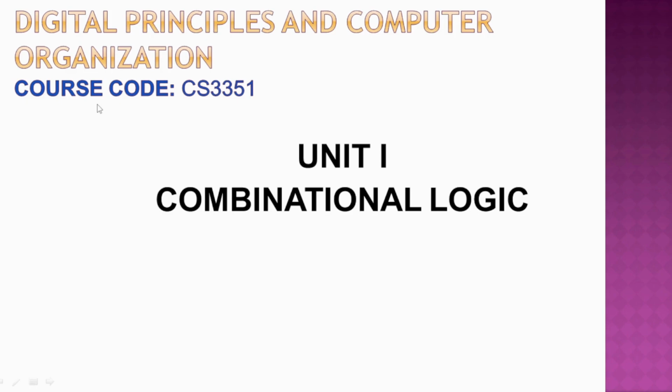This is the third semester paper in CSE, IT, AI&DS and CSBS departments, and the subject code is CS3351. In my previous video, I gave an overview and the syllabus of Digital Principles and Computer Organization. What is the number system used in digital circuits? What are the logic gates used to design a digital circuit? In this video I am going to explain Unit 1, combinational logic.